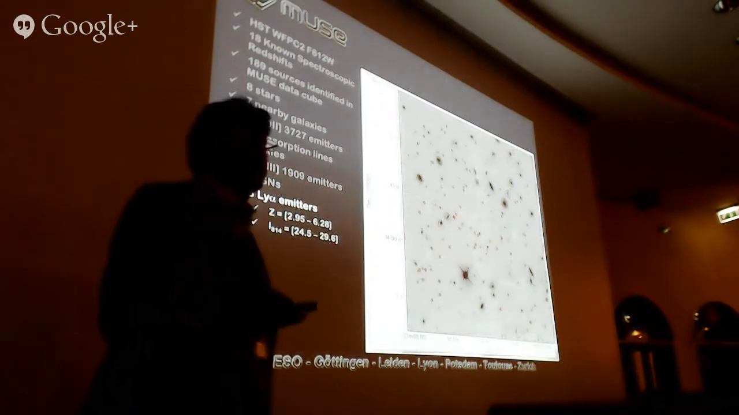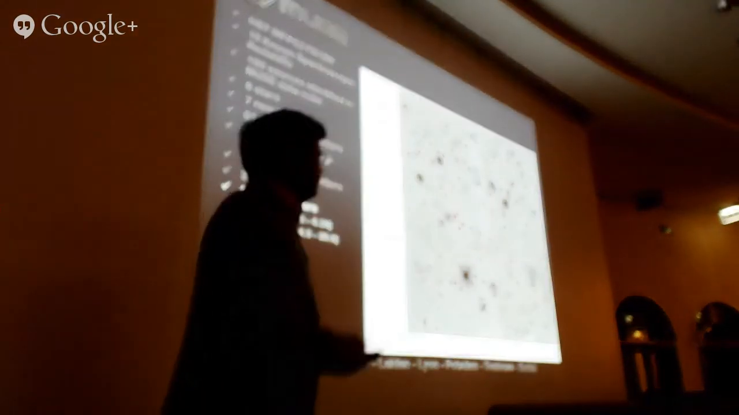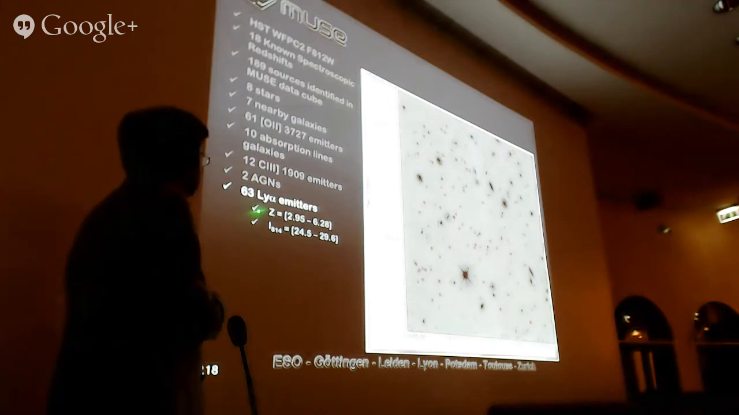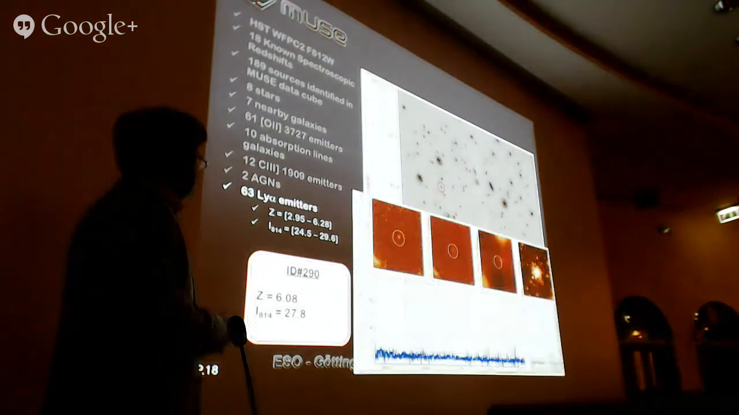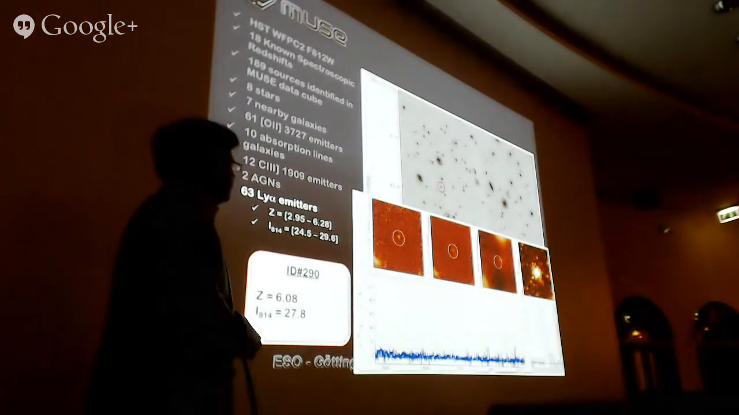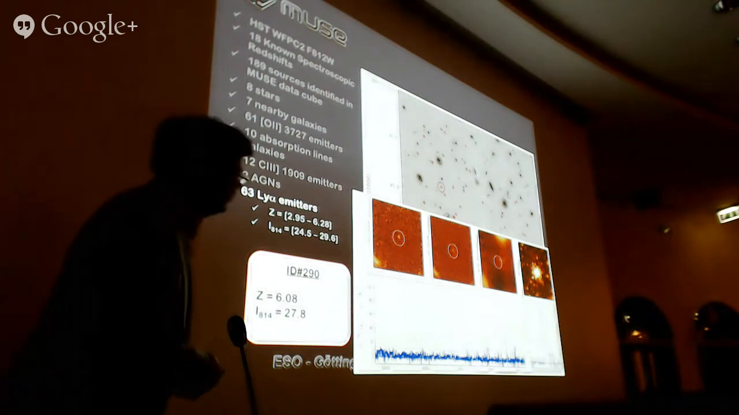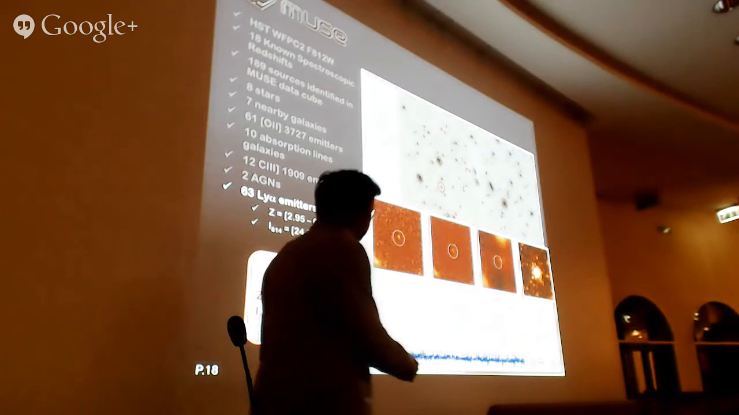And finally, we found what we were looking for: Lyman alpha emitters, quite many. 63 Lyman alpha emitters, covering the full redshift range and up to a magnitude of nearly 30. I show one here, a magnitude nearly 28. I don't know if you have seen many magnitude 28 objects in spectroscopy, but that looks quite nice.